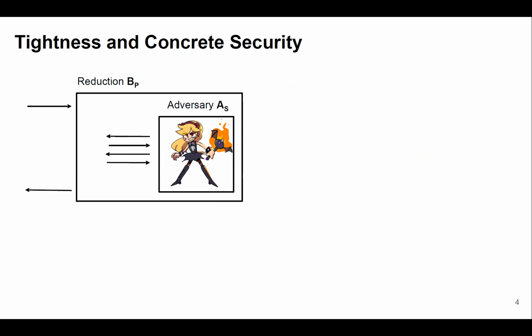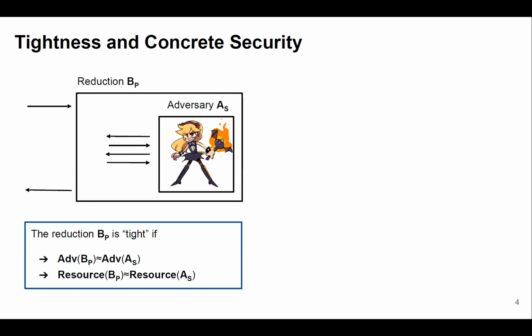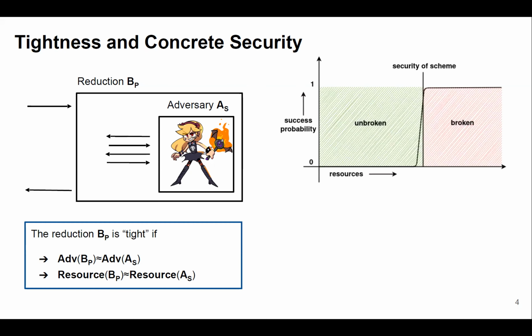The tightness of a reduction measures how good or efficient the reduction is. Roughly speaking, a reduction is called tight if it is able to preserve the advantage and resource consumption of the original adversary. To see why tightness is important in concrete security analysis, let us look at this resource versus success probability plot for some hard problem P. We separate the plot into regions that we call broken and unbroken for the problem P.